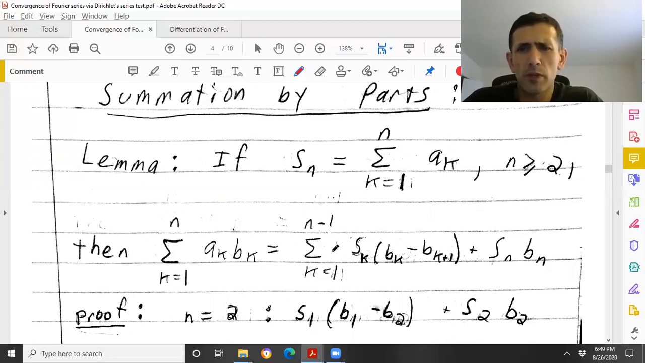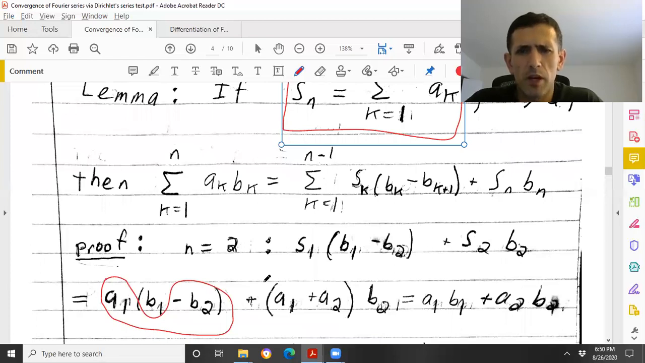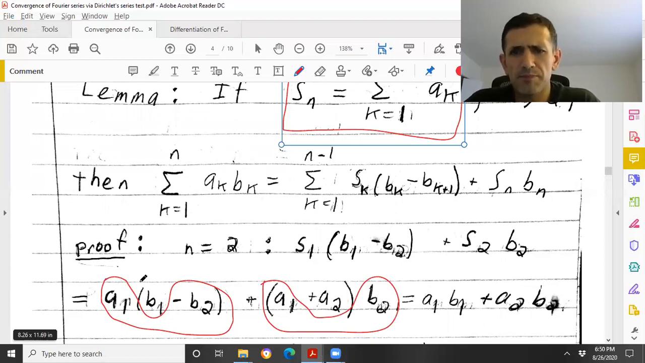So let's work with the right-hand side. First, when n equals 1, k goes from 1 to 1, so there's only one term. So it's just S1 (B1 minus B2), plus, with n equals 2, S2 B2. Well, S1 is just A1, and S2 is A1 plus A2, just by definition of S_n. So plug that in: A1 (B1 minus B2) plus (A1 plus A2) times B2. And you'll notice that these two cancel out, A1 B2 and minus A1 B2. So we're left with A1 B1 plus A2 B2. We're left with these two here, right?